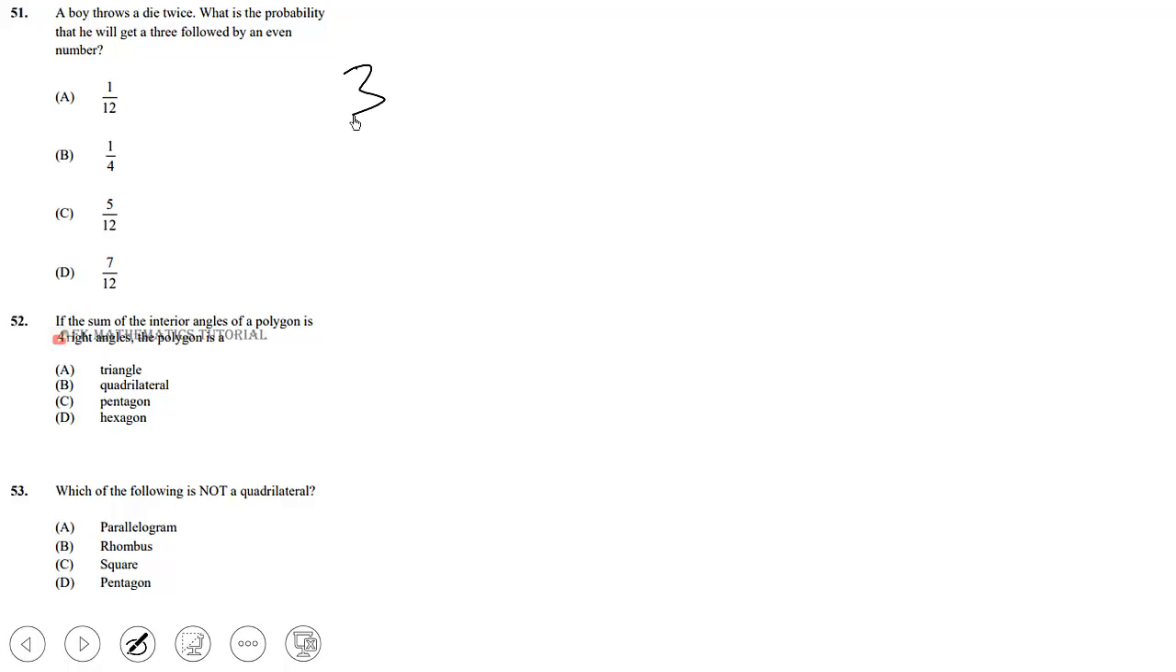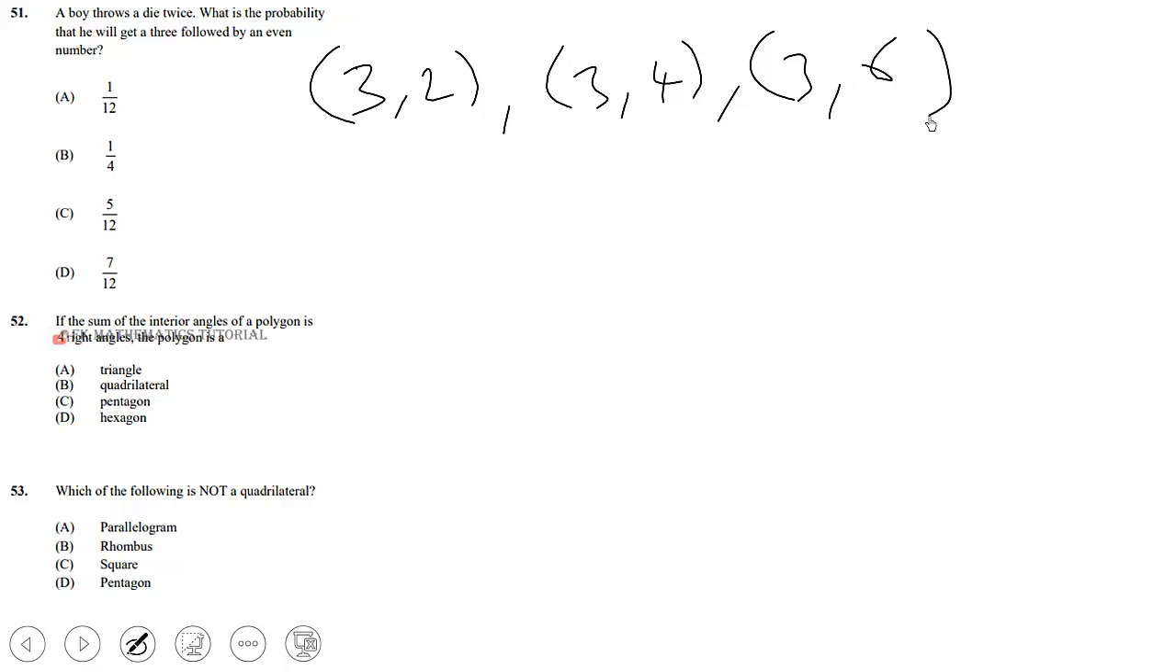So we have 3. Even numbers are 2. Then we have 3. We have 4. Then we have 3. We have 6 itself. So that is all the possibilities. 1, 2, 3.